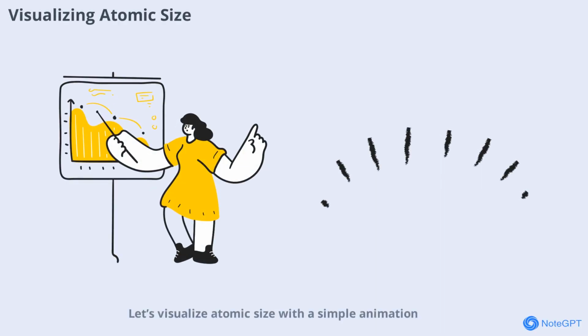Let's visualize atomic size with a simple animation. Imagine each atom as a circle and watch how the circles get bigger as you move down a group and smaller as you move across a period. This visual approach makes it much easier to remember the trend and see how atomic structure shapes the periodic table's layout.